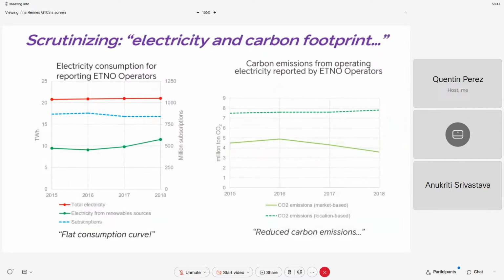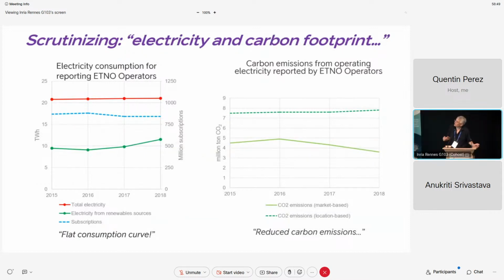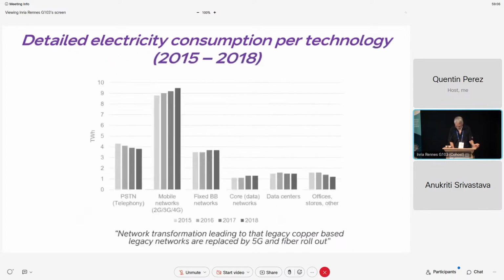renewable electricity production. Looking at the actual footprint, as you see, location-based CO2 emissions have been more or less flat. Market-based is going down due to the fact that this ICT sector is really the biggest single sector to invest in renewable electricity so far. Going into details here, you can see the trends for this period.